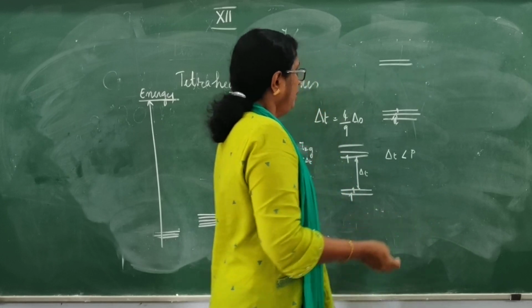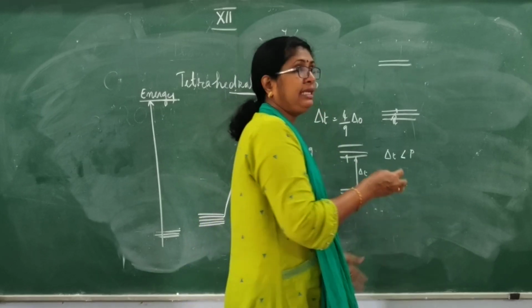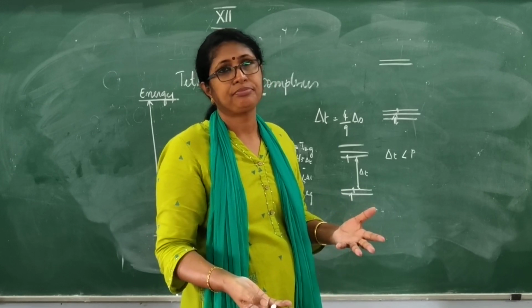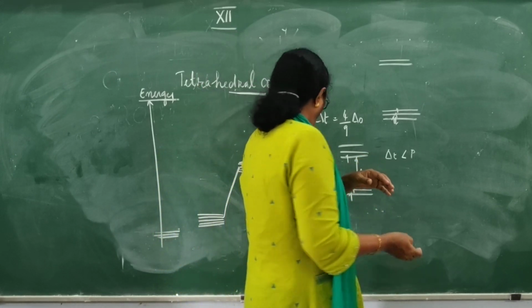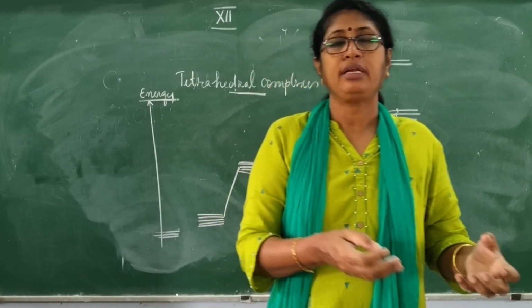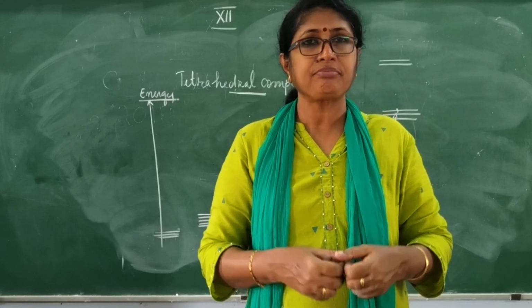Now if ligands are different, then the splitting will be different and the color will be different. Understood? So for different ligands, the splitting will be different and the color will be different.